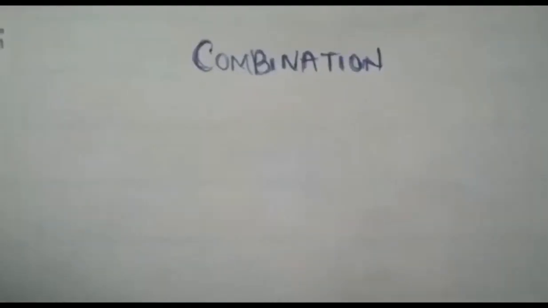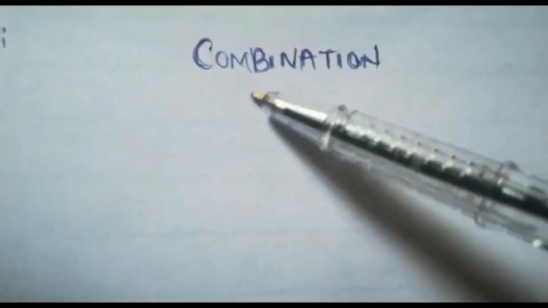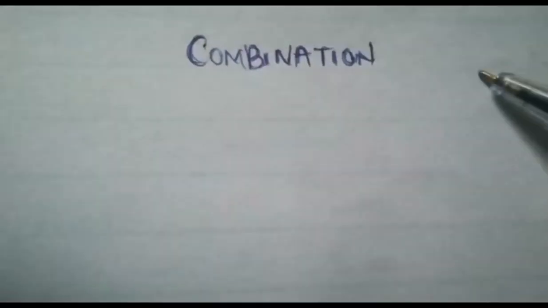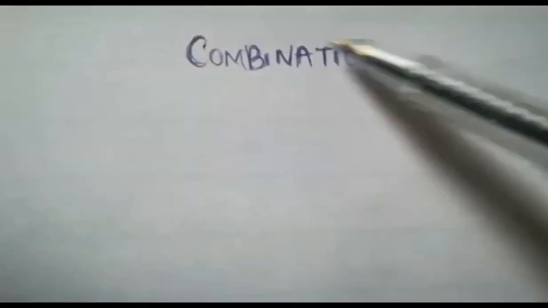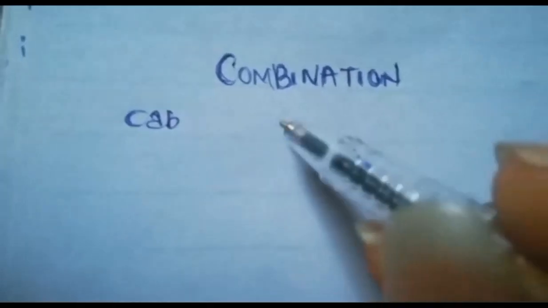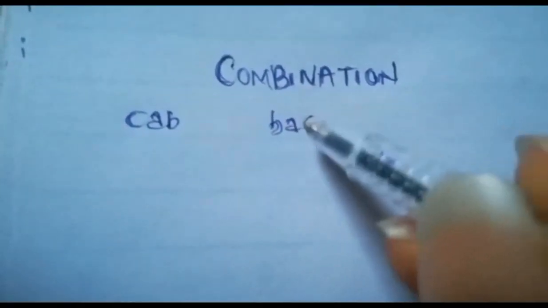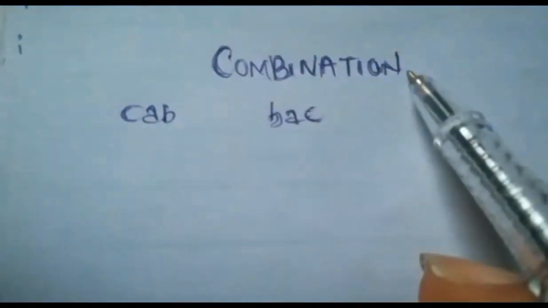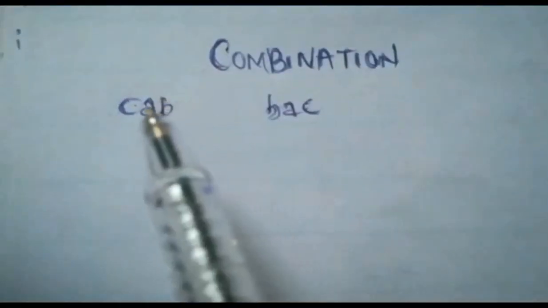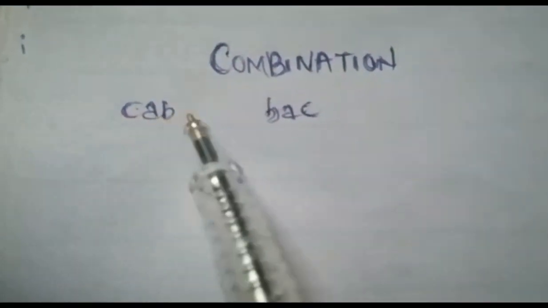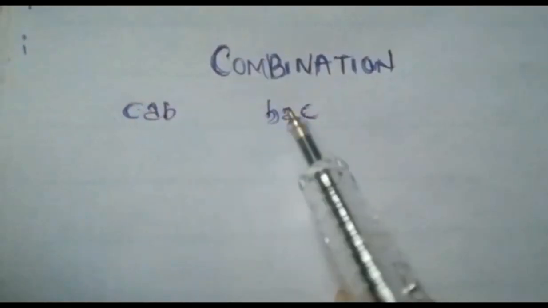So now we have combination. Combination is similar to permutation, but in combination the order does not matter. Yes, the order does not matter. So let's say we have something like CAB and we have BAC. In combination we'll say that they are the same thing, so we can take them as one. But in permutation, because of the order, we will say that they are two different things. But in combination, the order does not matter.